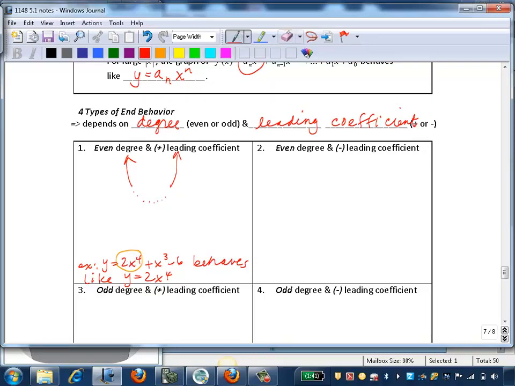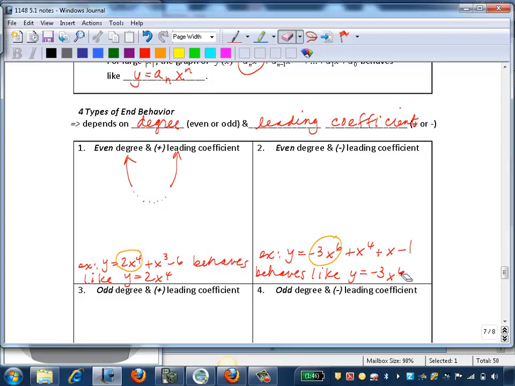Now, let's look at an even degree and a negative leading coefficient. We can probably imagine that if we make the coefficient negative, it's going to flip that parabola shape over the x-axis. So if we look at an example, y equals -3x to the sixth plus x to the fourth plus x minus 1, it's going to behave like its power function, y equals -3x to the sixth.